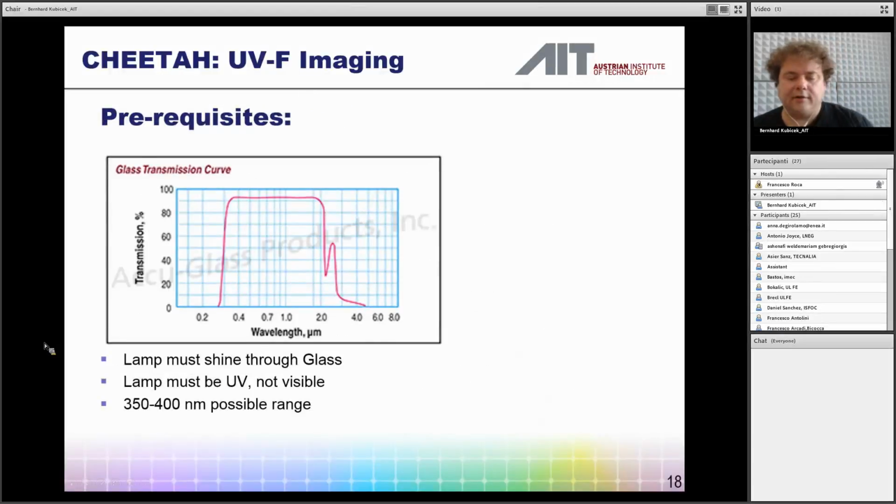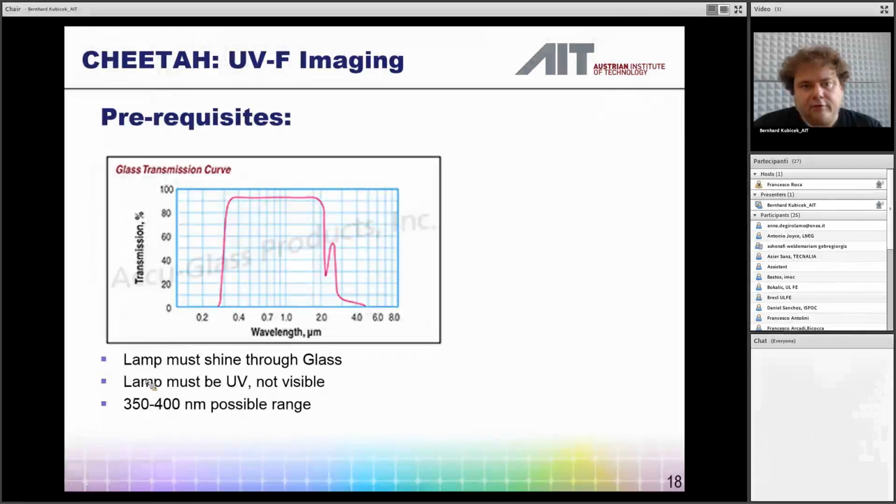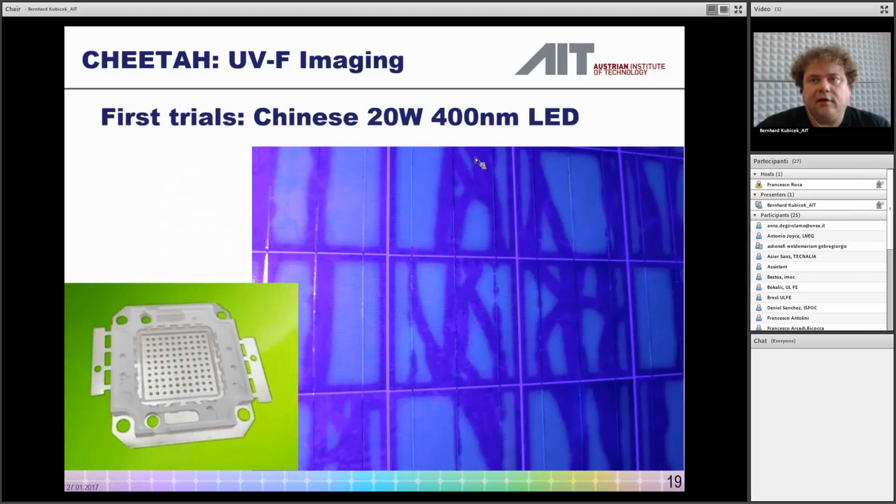So what we need to do is illuminate the PV module in the field or in the laboratory, but preferably in the field, with UV light. In order to excite the fluorescence, we need to go through the front glass. So it must be of a wavelength that is transmitted through the glass, because otherwise the glass absorbs everything and we don't see anything. This is the one prerequisite. If you do this, you can take 400 nanometers, for example, and just use an LED and illuminate the whole thing. You will see the brighter regions where you have the fluorescence and the darker regions where the fluorescence is omitted or cancelled out again.